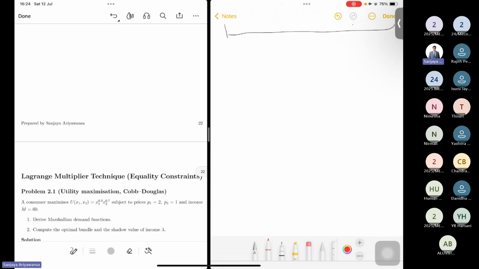So how do we go about doing this particular problem? In this problem, you're asked to maximize this utility function u of x1, x2, which is given by x1 to the power 0.3, x2 to the power 0.7, subject to your budget constraint, which you would write down as 2x1 plus x2 equals 60.